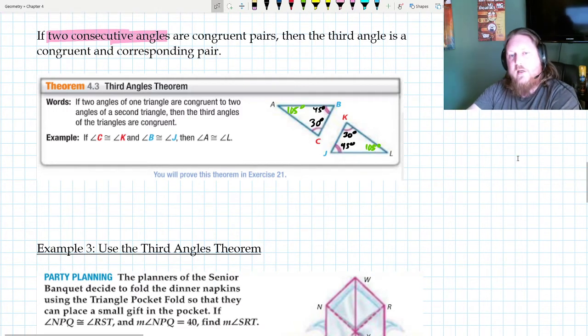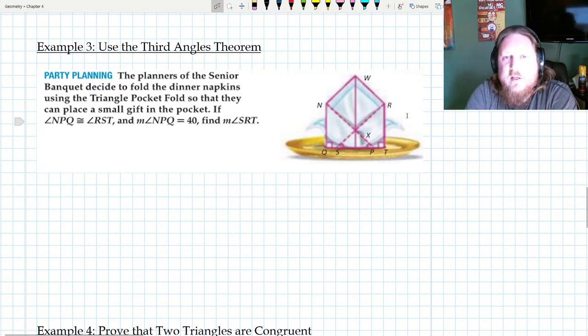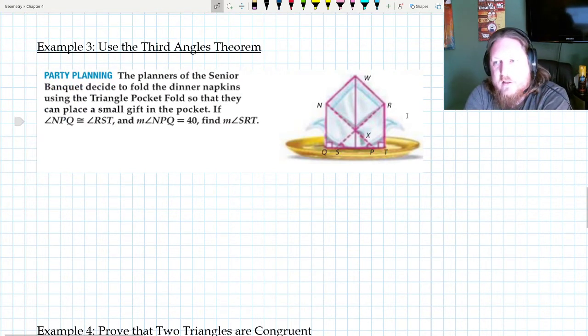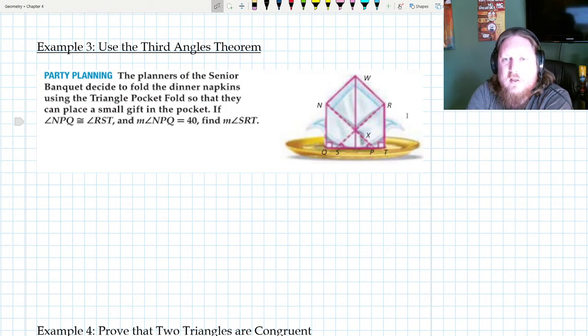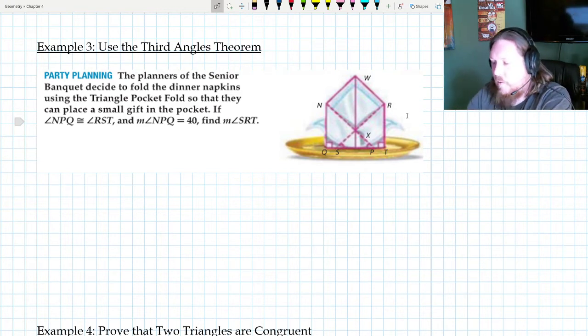All right, let's use that in an example. The planners of the senior banquet decided to fold dinner napkins very fancily, using the triangle pocket fold so that they can place a small gift in the pocket. Oh, how nice of them. If angle NPQ is congruent to angle RST and measure of angle NPQ is 40, find the measure of angle SRT. Okay, so we got a couple things here.